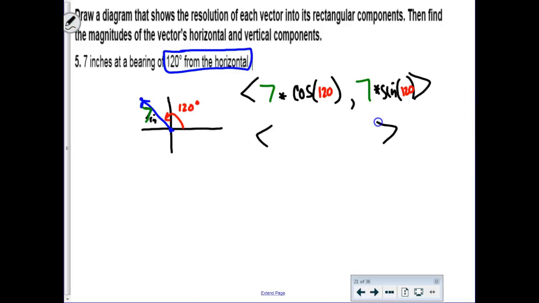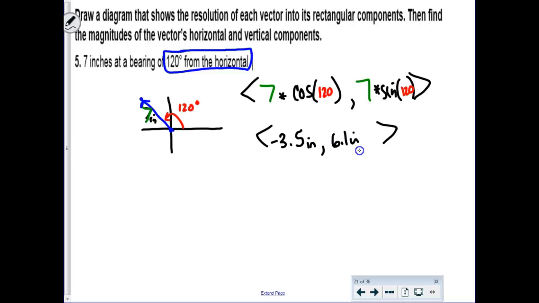And this time I would like some approximated answers. Tenths place is good. No, one of them should be negative, because if you think about what quadrant you're in, shouldn't your horizontal component be negative? And it magically works out. Yay, trig. Did you get negative 3.5? Yeah, and I should label these, huh? Negative 3.5 inches and 6.1 inches.